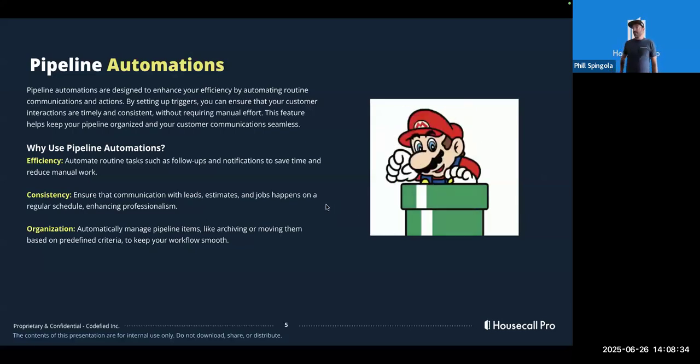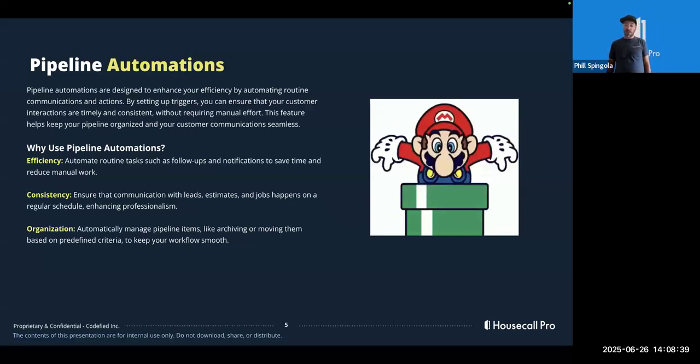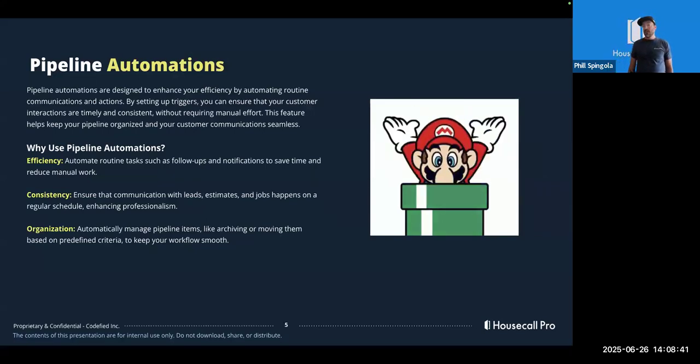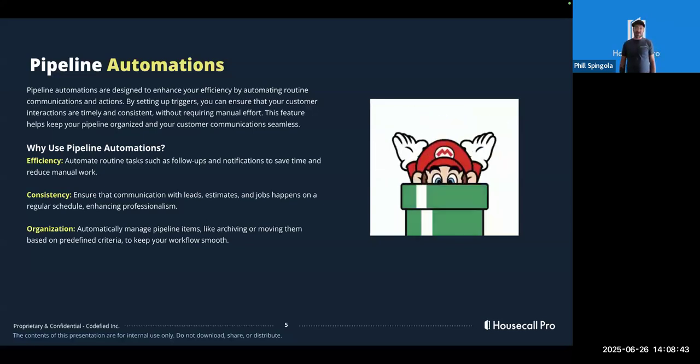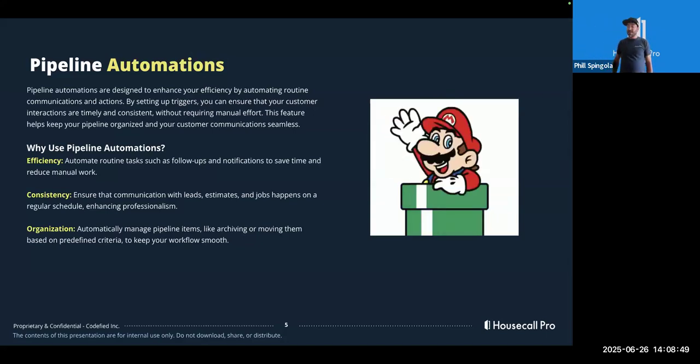Here's another little bit about the pipeline automations. So why use these automations? One is efficiency. I always tell pros that one of our big mottos over here, as you've heard me say several times already, is giving you time back in your day. So if you set up these pipeline automations to the parameters that you want, they will just go ahead and start going off on their own, so you don't have to worry about it.